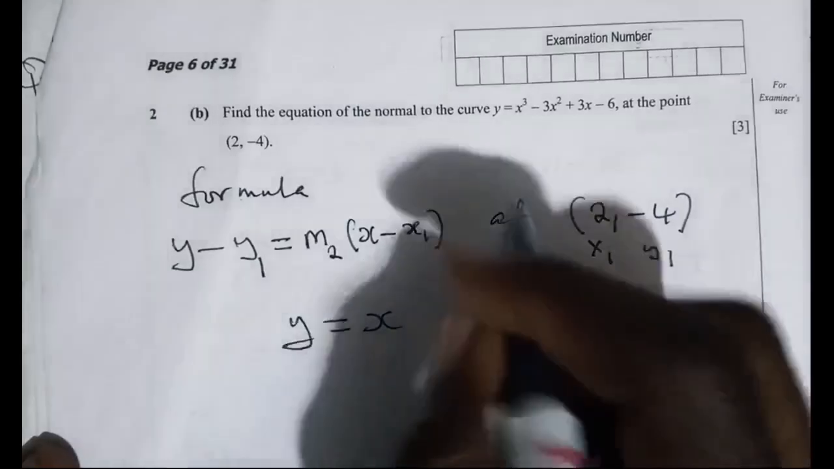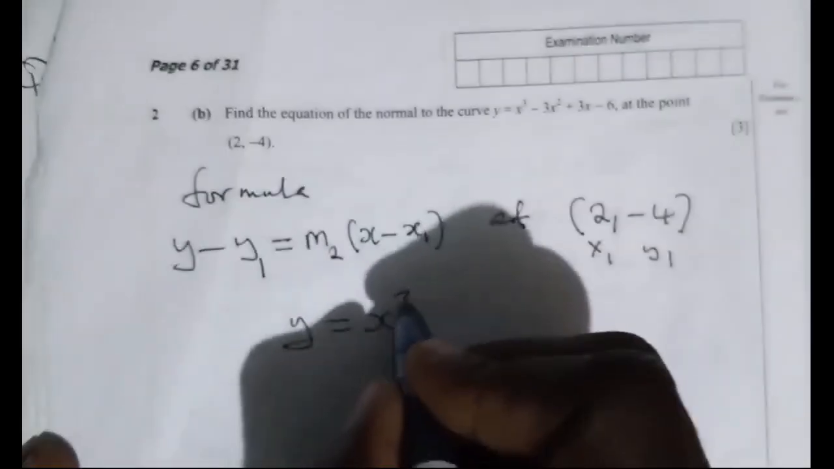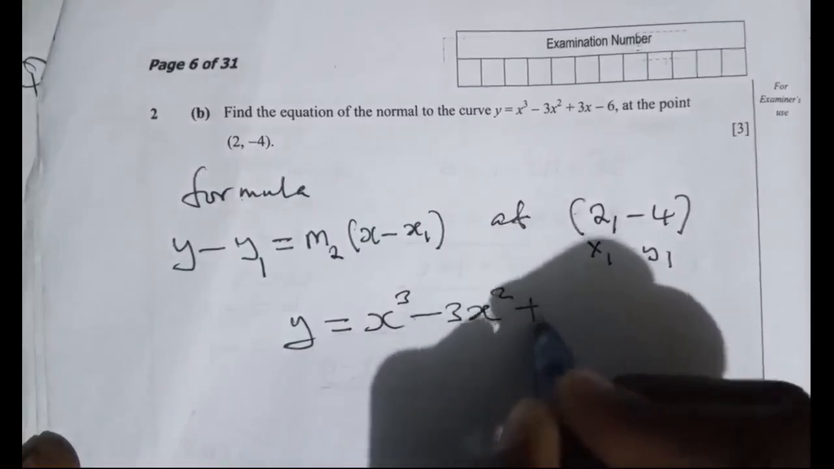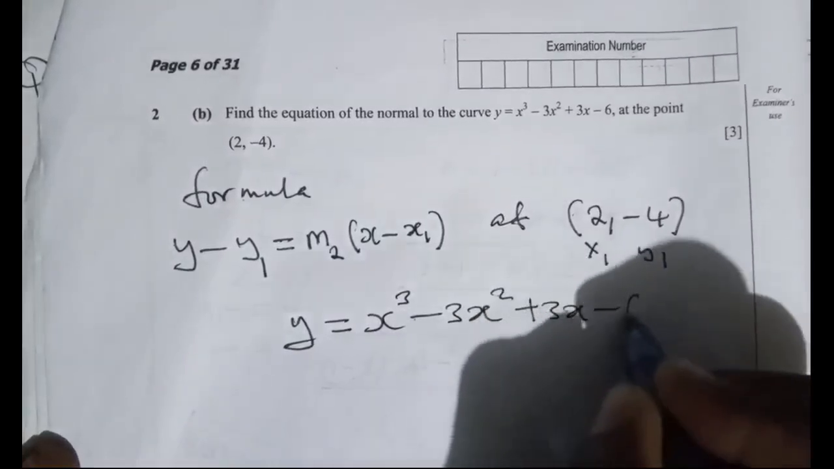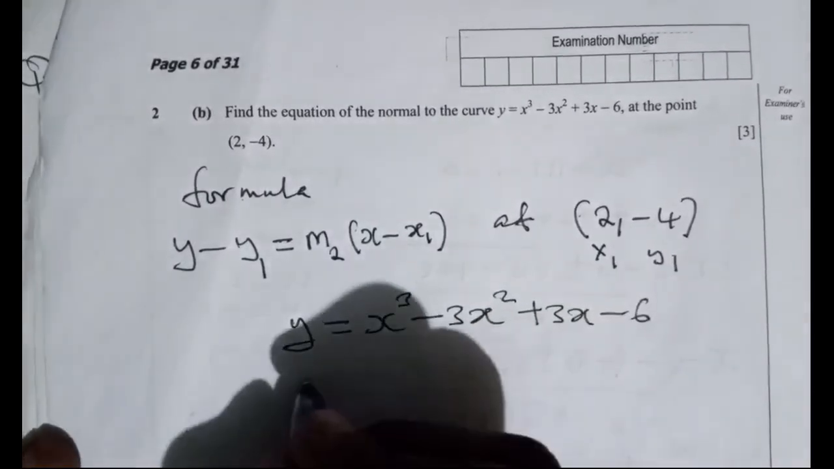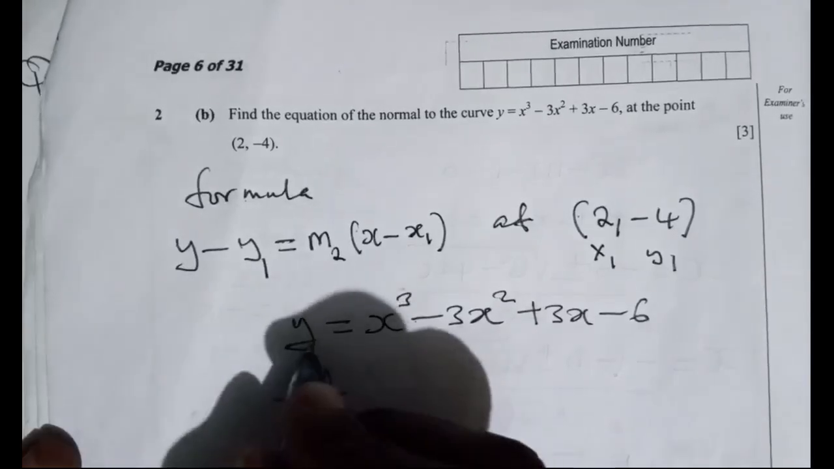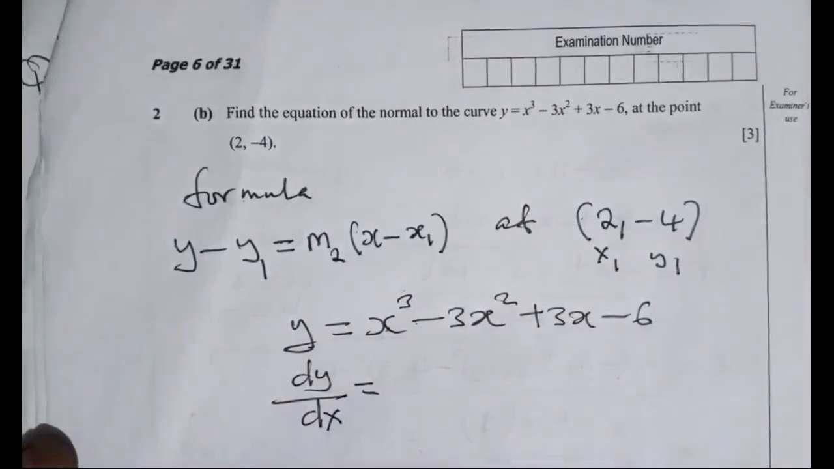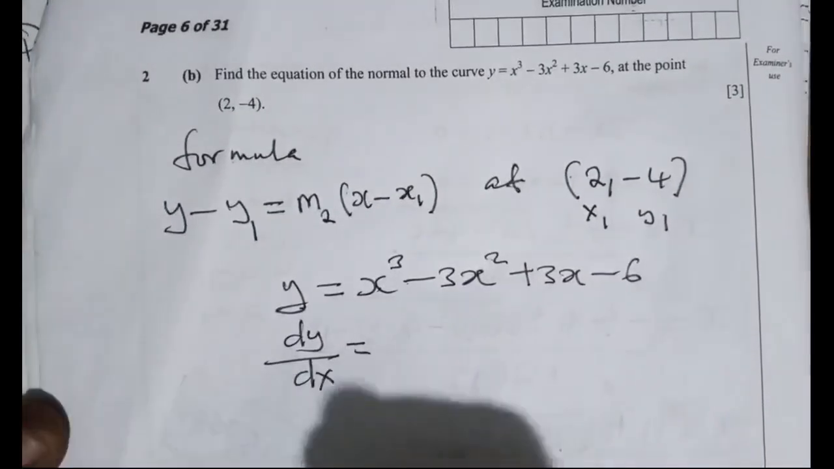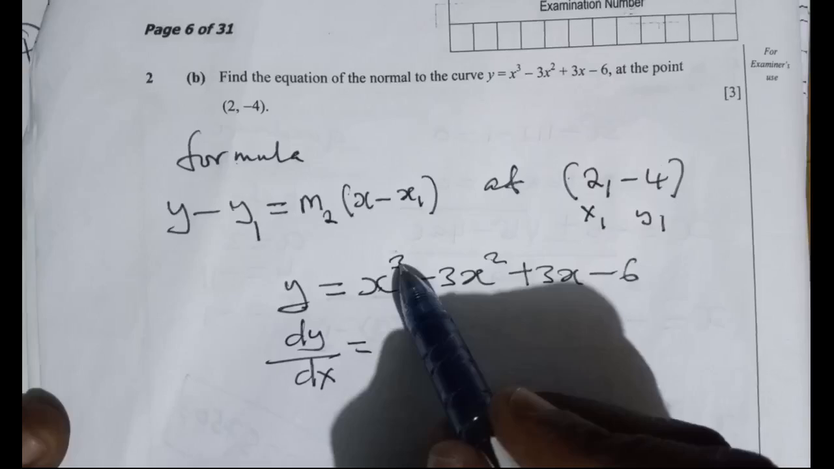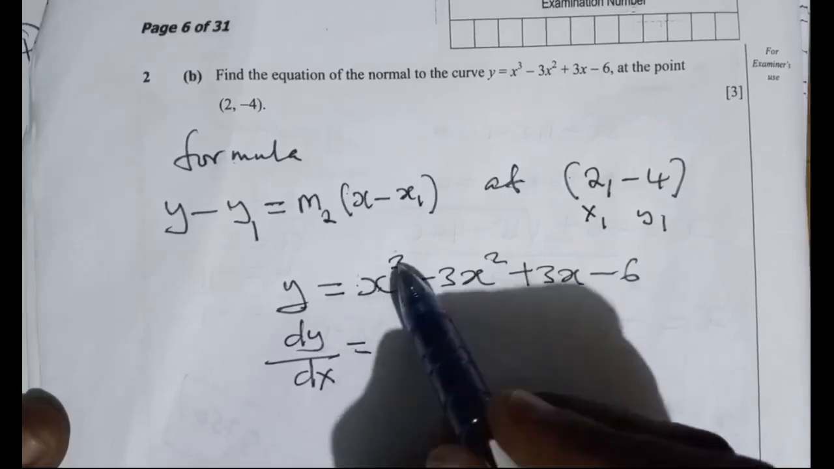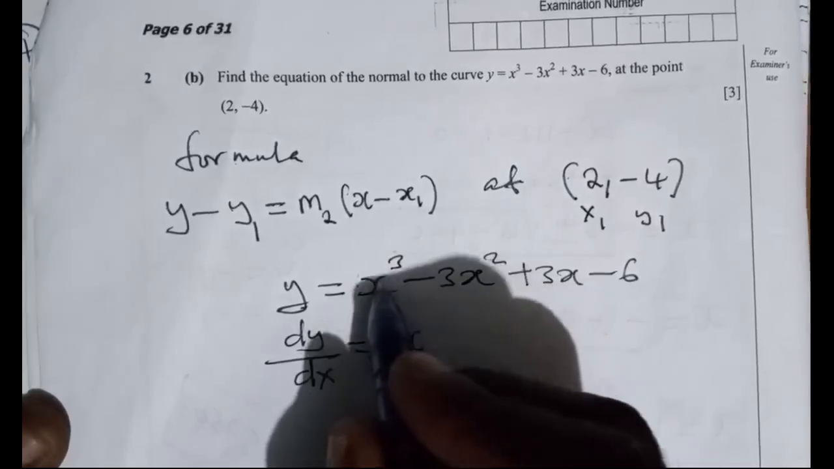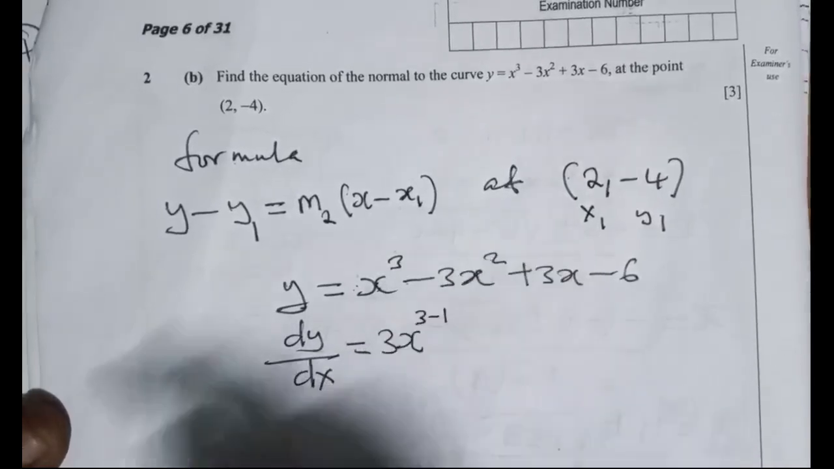We have the equation of the curve, x^3 minus 3x^2 plus 3x minus 6. We're going to find the gradient function. You differentiate y with respect to x, dy/dx. How do you find dy/dx? You multiply 3 times 1, since there's a 1 behind the x. 3 times 1 is 3. You write the x, then the power 3 minus 1.